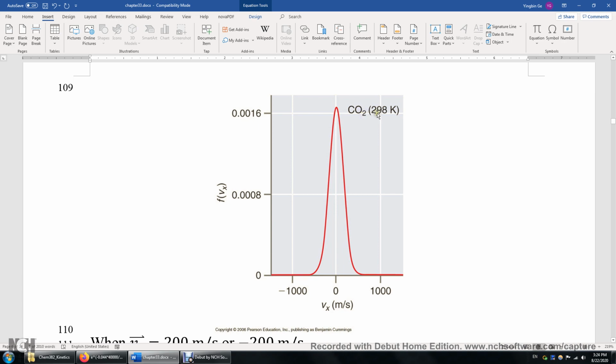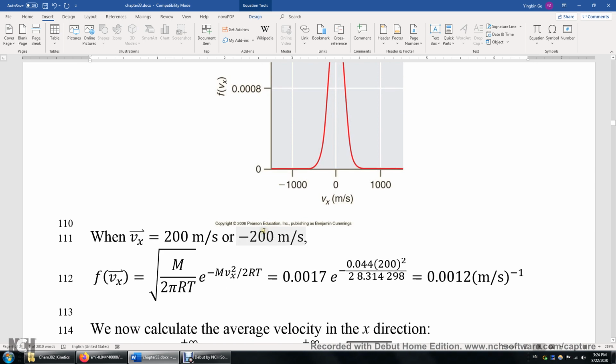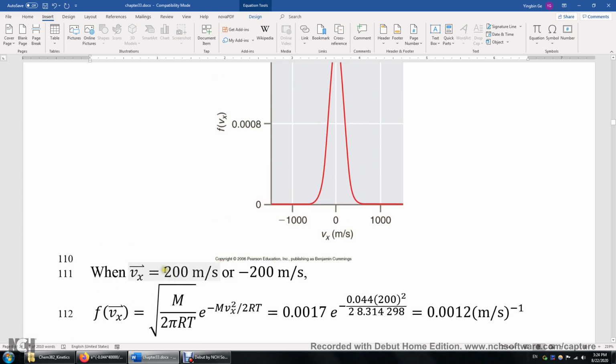So remember this number, 0.0017, and then look at this graph. This is CO2 at 298 K. So at a 0 speed, this probability density is maximized at 0.0017, right? Okay, so now let's do another calculation. What if the speed is 200 meters per second, and then you have two possible velocities? It can be 200 or negative 200 if CO2 is moving towards the positive or negative direction.